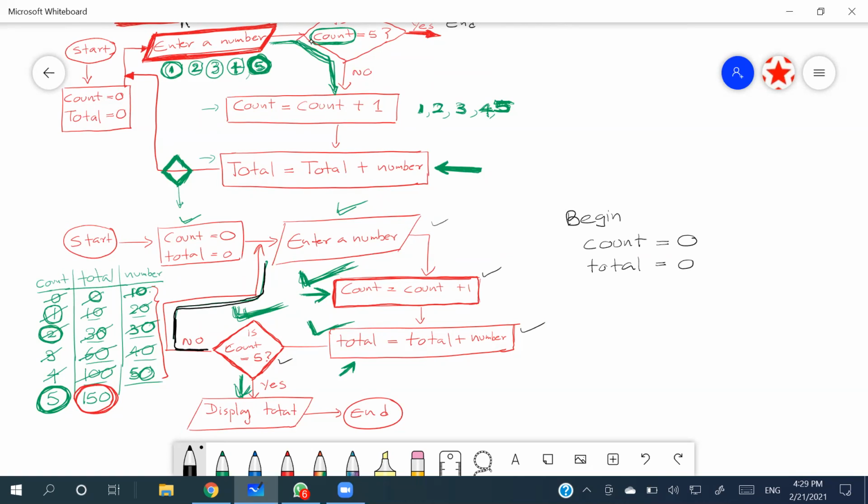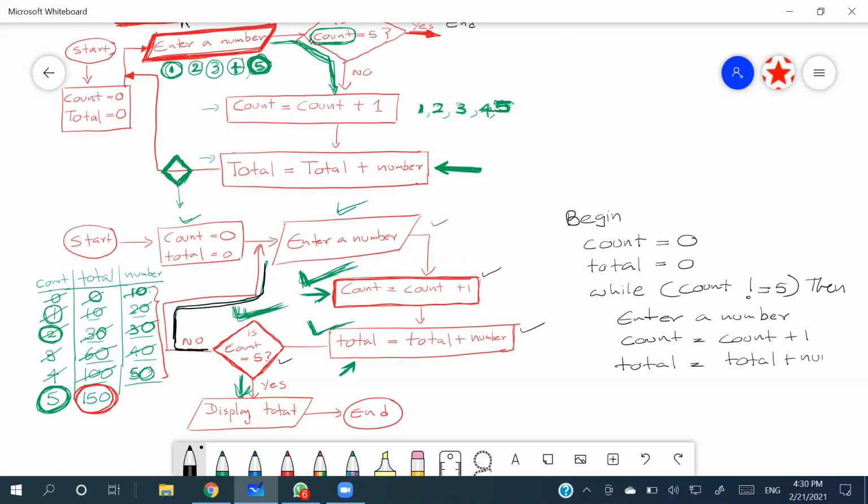So we have to take the complete opposite of it, like while count not equal 5, then we can say enter a number, then you can say count equals count plus 1, then you can say total equals total plus number. So no hassle, so we can say end while.